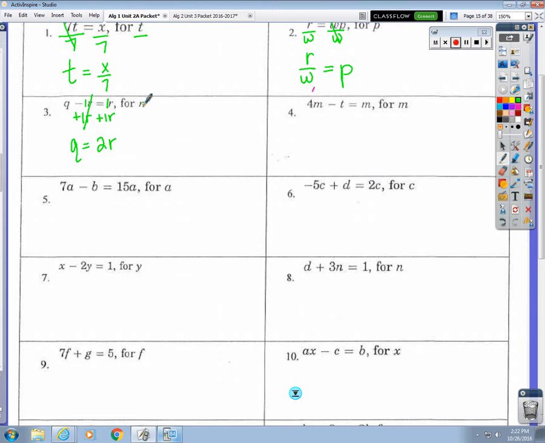So now to isolate the R, what do I have to do? Divide by 2 on both sides. So Q divided by 2 equals R, and I'm done. I solved for R. Okay, number 4. I'm trying to solve for M. So what do you think I should do?